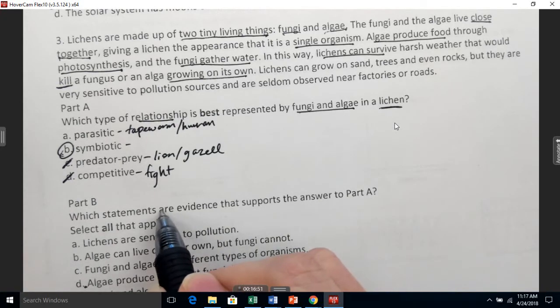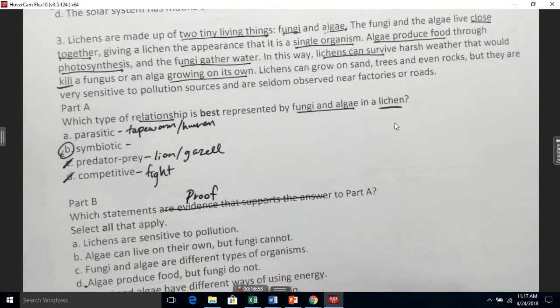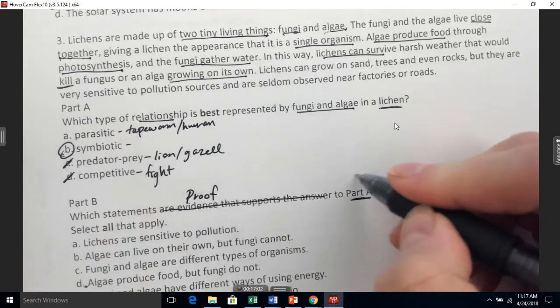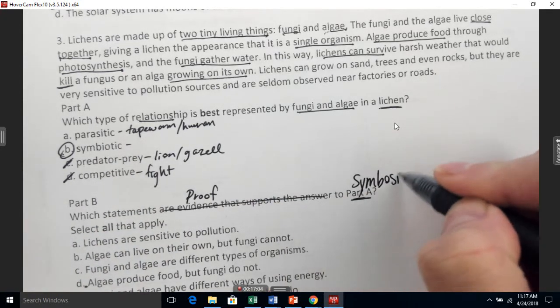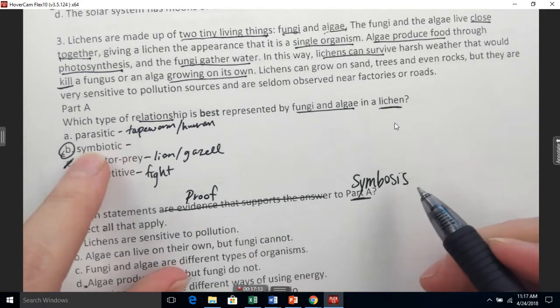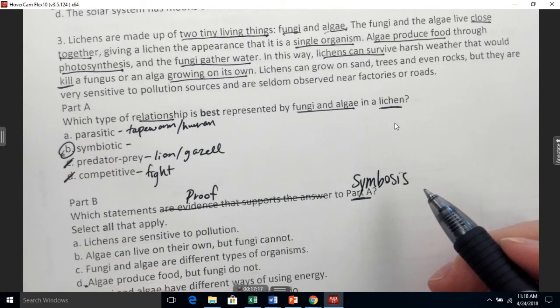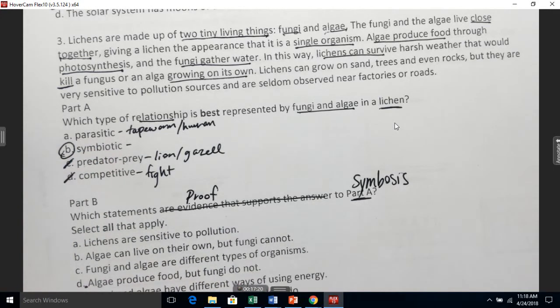This is the one I was talking about. Which statements are proof? Which ones prove part A? Which ones prove symbiosis? See, I like to change their words to my words. Part A. I'm not making this up. That's the answer. That's why they say you have to know this to get this. Evidence to support. That's going to be proof.